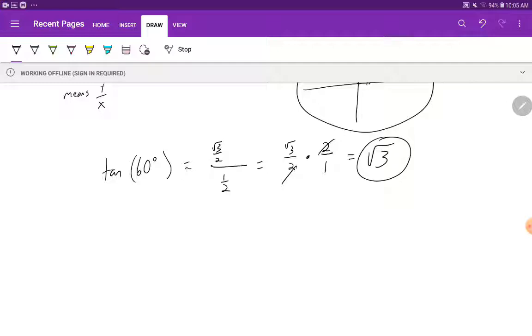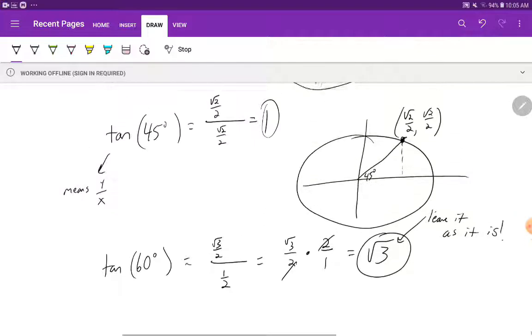Okay? So yes, with tangent, just like cosine and sine, you should be giving me exact answers. You don't need to punch that root 3 into a calculator. You just leave it as it is.